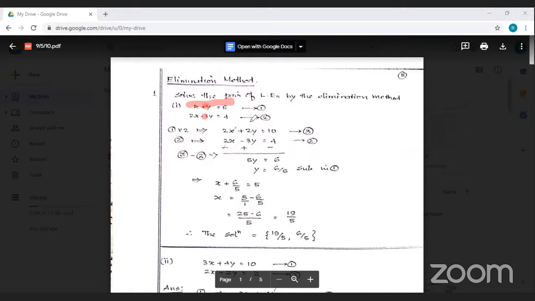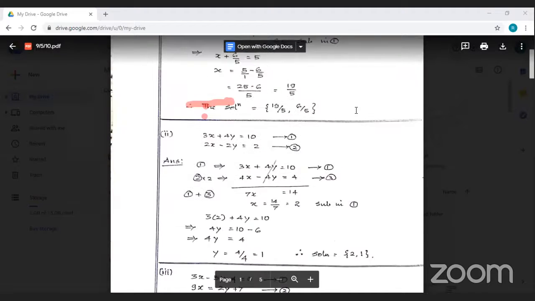If both are the same sign, then only you have to subtract. Therefore, the sign will get changed. If they are different, you can cancel. Are you getting this point? Yes, sir. Shall we go to the second problem? Any doubt? No doubt, sir.